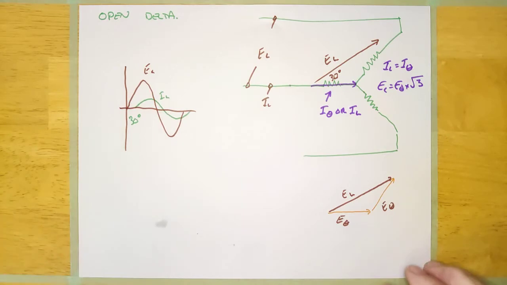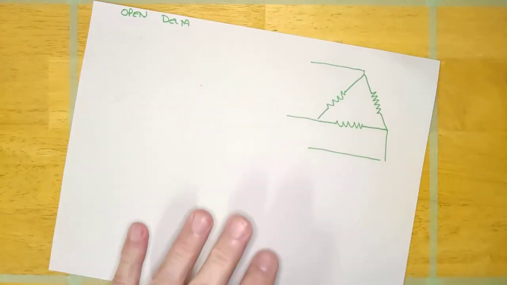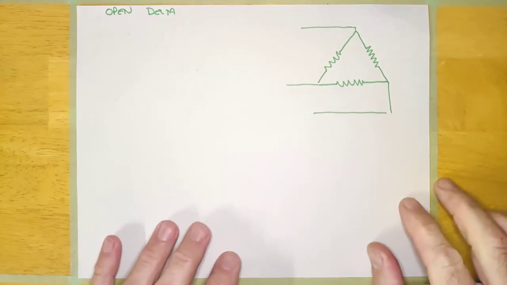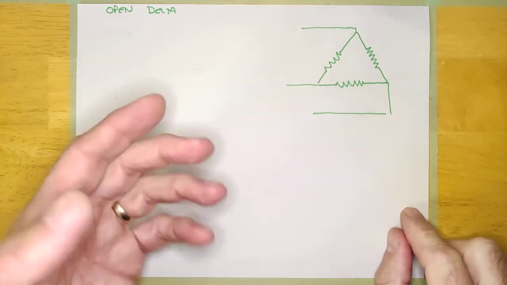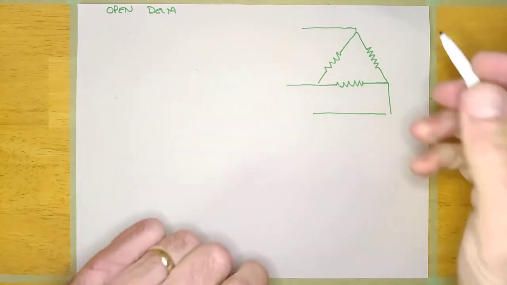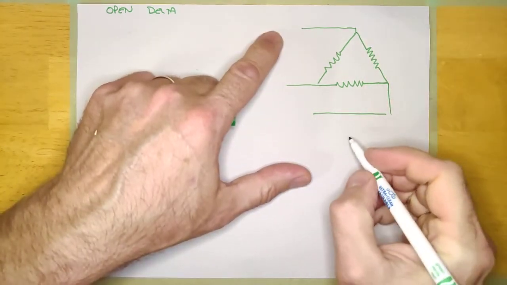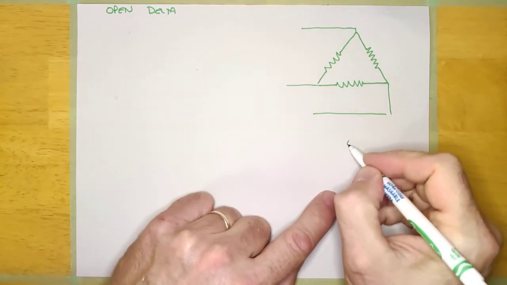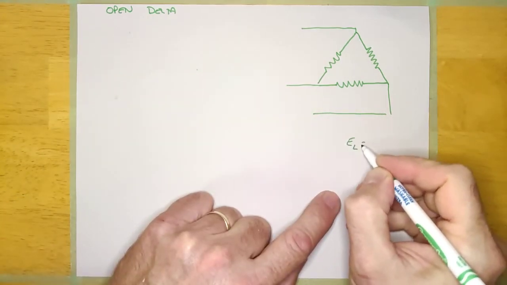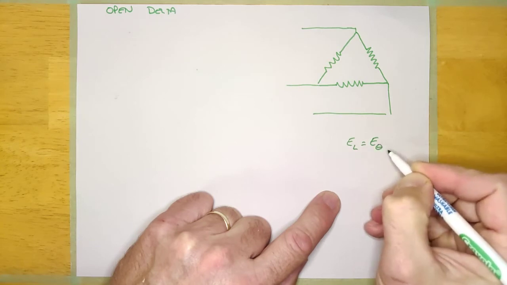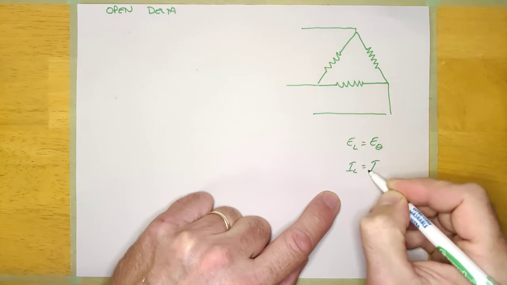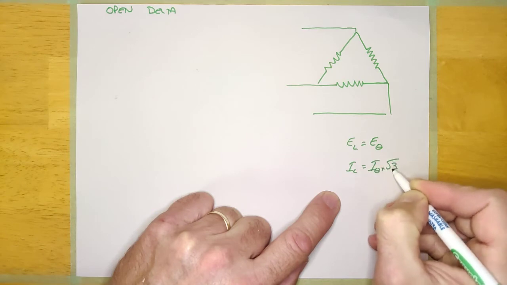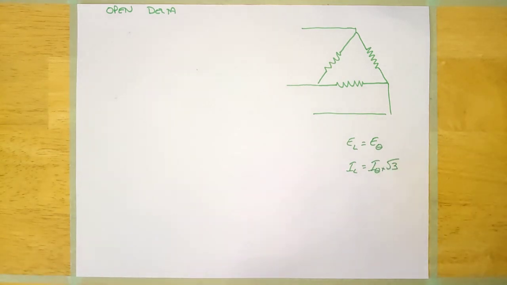Now, the question is, does that only occur in Y-connected three-phase systems? And the answer is no. It actually occurs in all three-phase systems. And so we know that this guy is delta, right? So let's see if we can remember the rules for delta. E line is equal to E phase, right, guys? And I line is equal to I phase times root 3. Okay, so those are my two rules for delta.